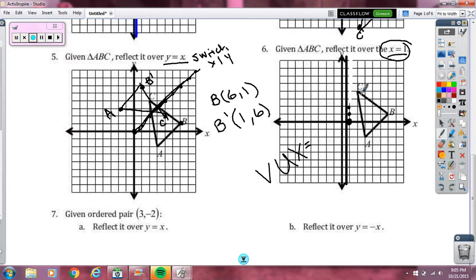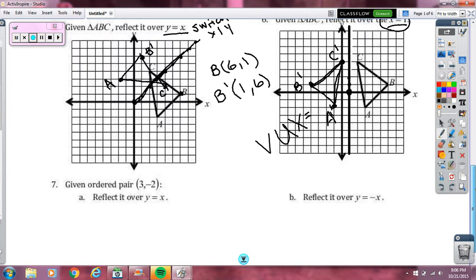And then I'll start counting. So point C is 1 space away from my line of symmetry, so I'm just going to go 1 on the other side. That's C prime. B is 1, 2, 3, 4, 5 spaces away, so I want to go 1, 2, 3, 4, 5 on the other side. A is 1, 2 away, so I want to go 1, 2 on the other side, and then label them, B prime, A prime, and connect my dots. Oh, so marvelous. Almost done with the reflections.